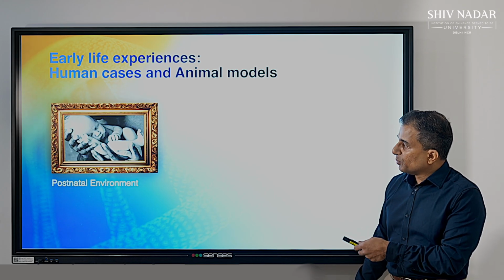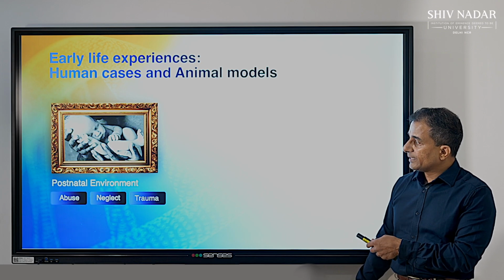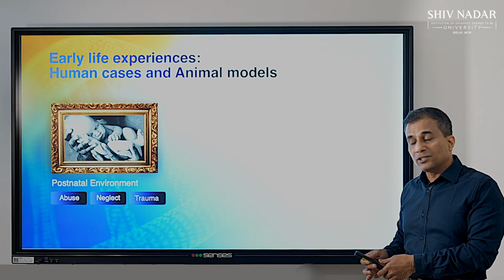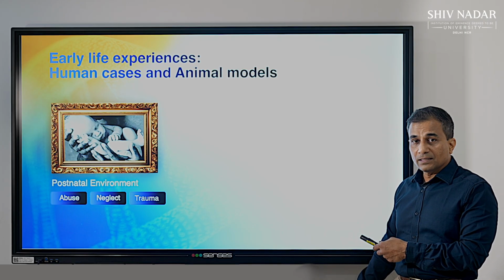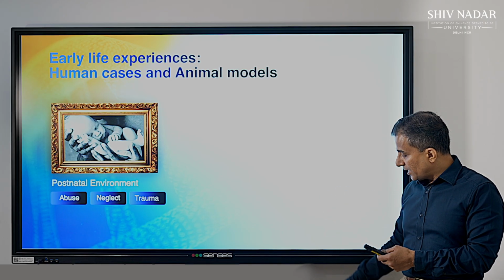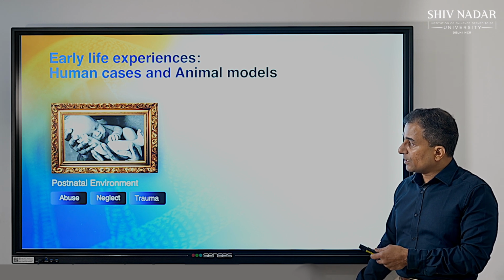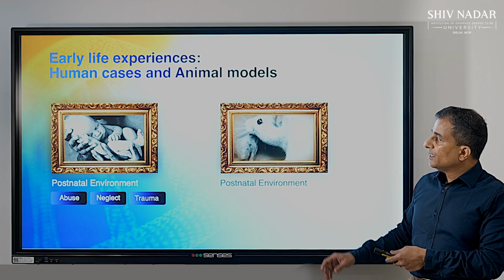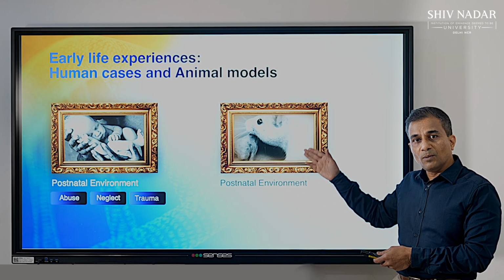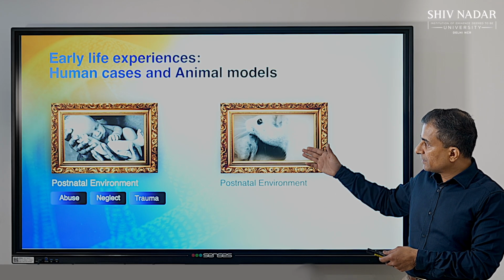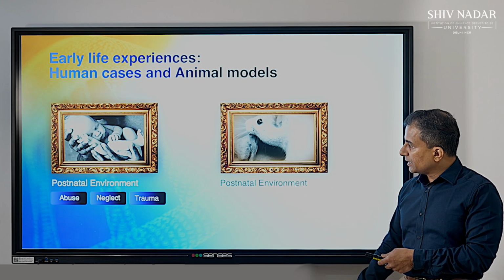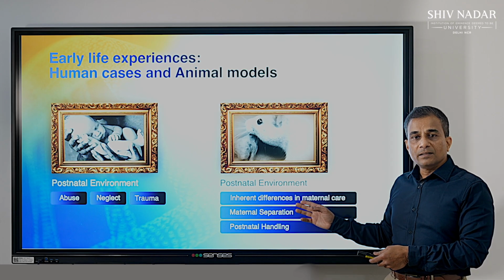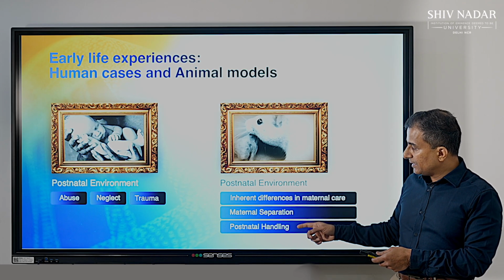So for example, in the postnatal environment, as soon as the child is born, the child can sometimes go through abuse, neglect, trauma of variety of kinds, and that can set lots of things in the body of the child. And people have studied what effects it causes on the behavior as well as the cellular and molecular changes at the level of the brain. But obviously to do experiments, you have to have parallel models in the animals. So similar models have been established in animals. These are rodents, to study the effect of the postnatal environment by looking at the inherent differences in maternal care. There is a model called maternal separation, which I'm going to show you, and then postnatal handling.